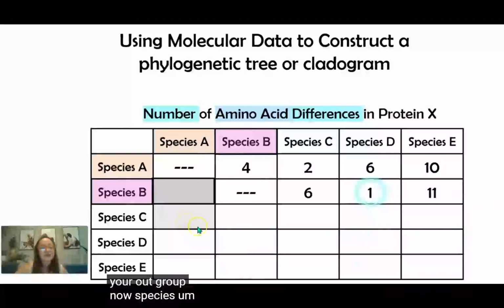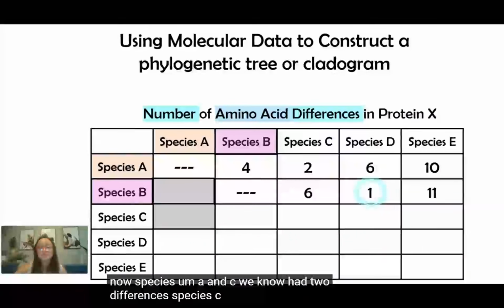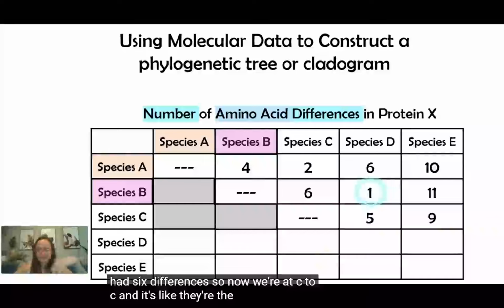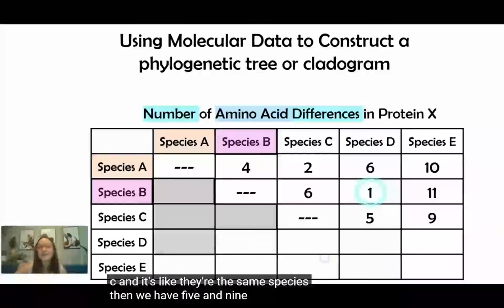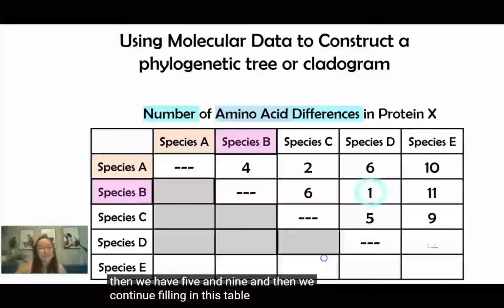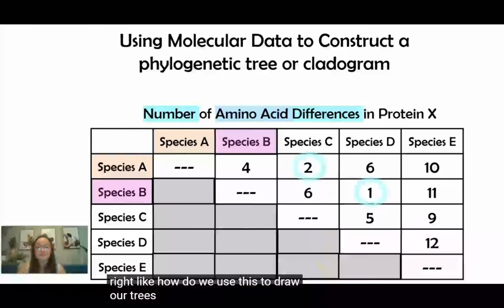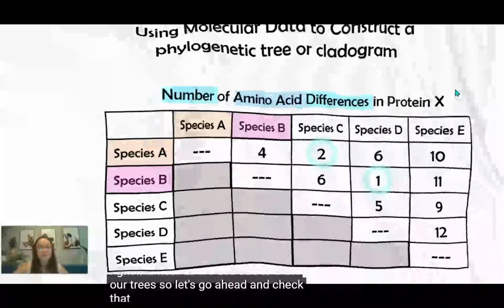Now, species A and C, we know had 2 differences. Species C and B, we know we had 6 differences. So now we're at C to C, and it's like they're the same species. Then we have 5 and 9, and then we continue filling in this table. Now, what do we do with this table though, right? Like, how do we use this to draw our trees? So let's go ahead and check that out.